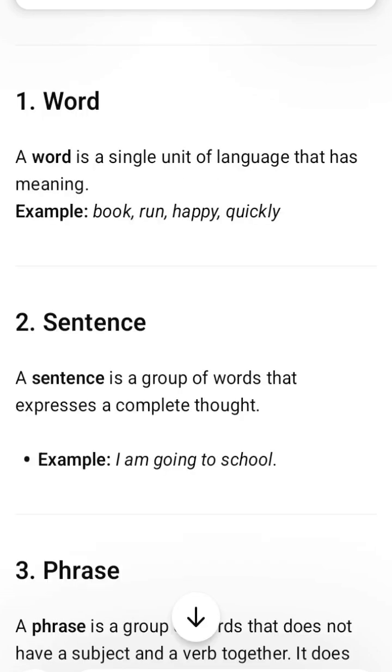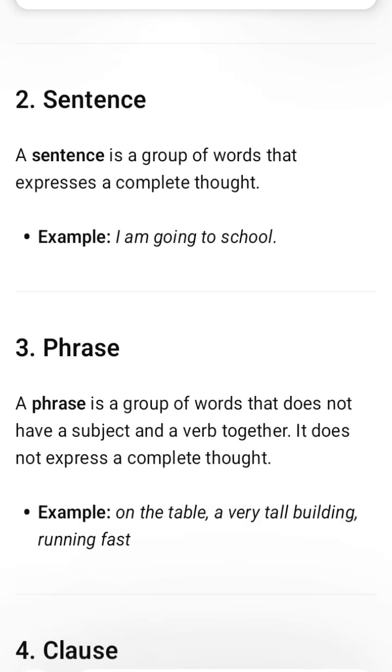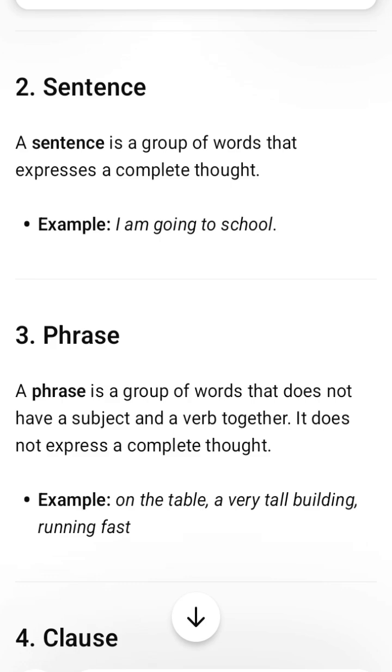1. Word. A word is a single unit of language that has meaning. Examples: book, run, happy, quickly. 2. Sentence. A sentence is a group of words that expresses a complete thought. Example: I'm going to school.